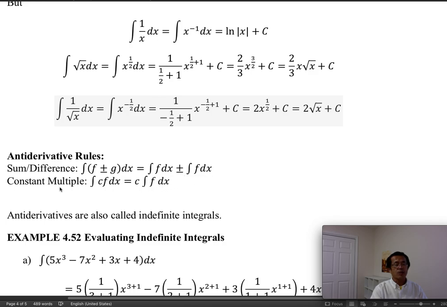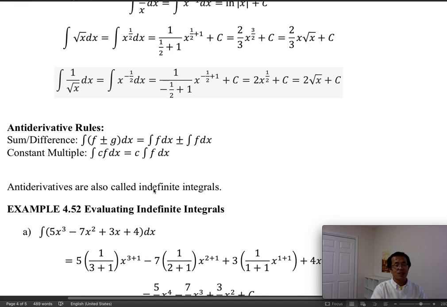The other rule is the constant multiple rule. The antiderivative of a constant times a function is the constant times the antiderivative. Don't overlook those two small things. With the help of those two rules, we can handle many different antiderivatives. So I'm not going too far.